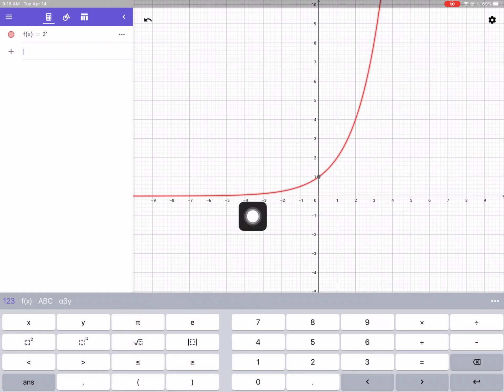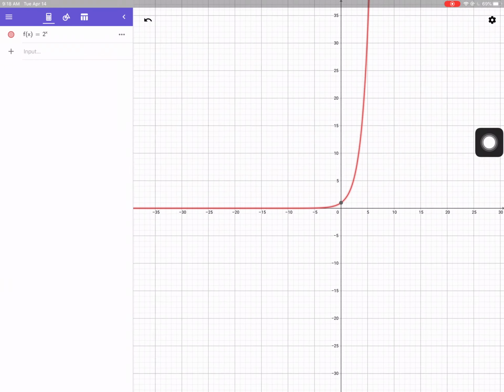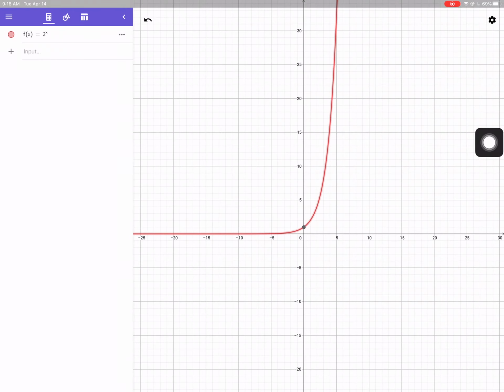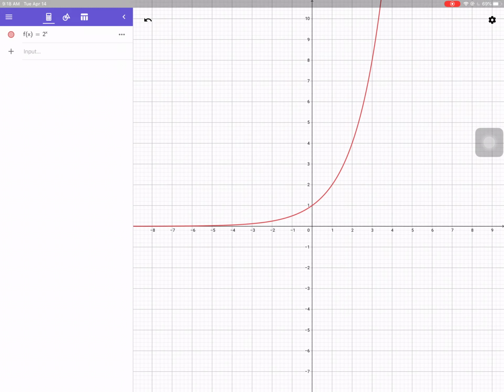And what you'll notice is it's not linear. It doesn't go up at a constant rate of change, right? It's pretty flat over here, and then it starts to get steeper and steeper and steeper, and eventually it gets really, really steep. If I zoom out, you'll see how steep it gets, right? And this is called an exponential function.